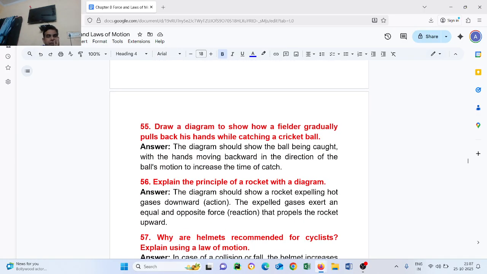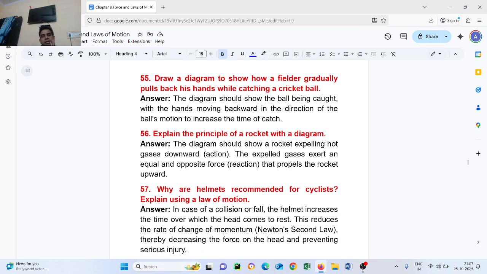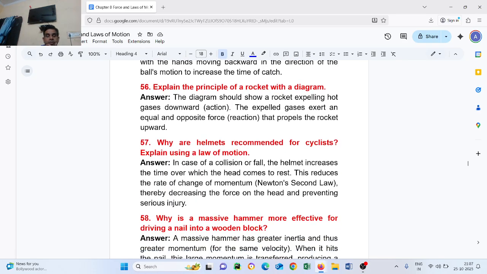Question number 55. Draw a diagram to show how the fielder gradually pulls back his hand while catching a cricket ball. The diagram should show the ball being caught with the hand moving backward in the direction the ball moves, and increasing the time of catch. Question number 56. Explain the principle of a rocket with a diagram. The diagram should show the rocket expelling hot gases downward, action. The expelled gases exert an equal and opposite force that propels the rocket upward.